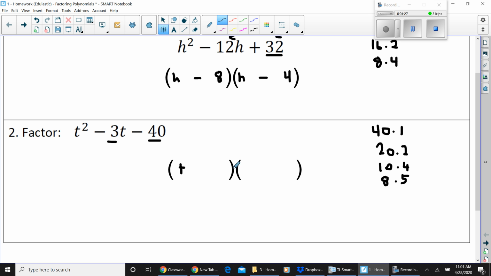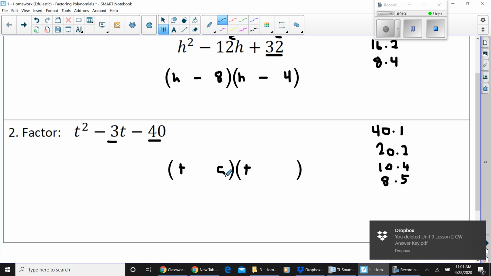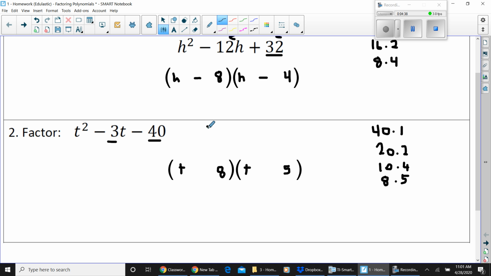But I'm just going to put t and t down. Those are my factors, definitely, but we have to put some signs in. Remember, it has to multiply to a negative. So that means one has to be positive and one has to be negative to multiply to a negative 40. It has to add or subtract to a negative 3. So I'm going to put the negative next to the larger number.